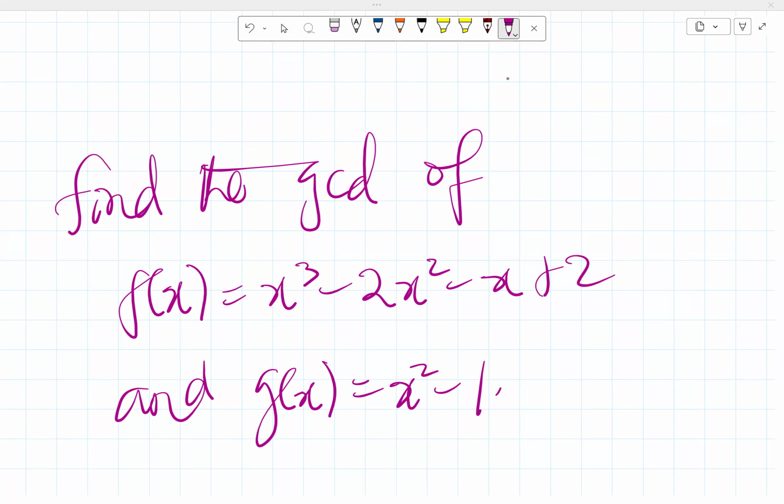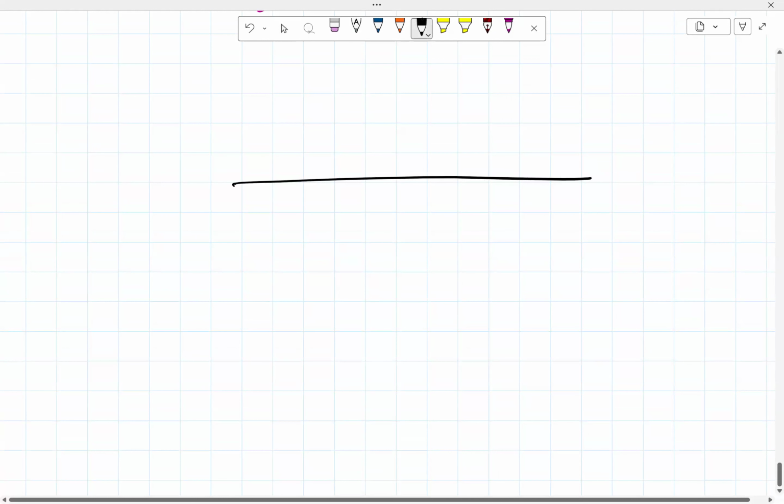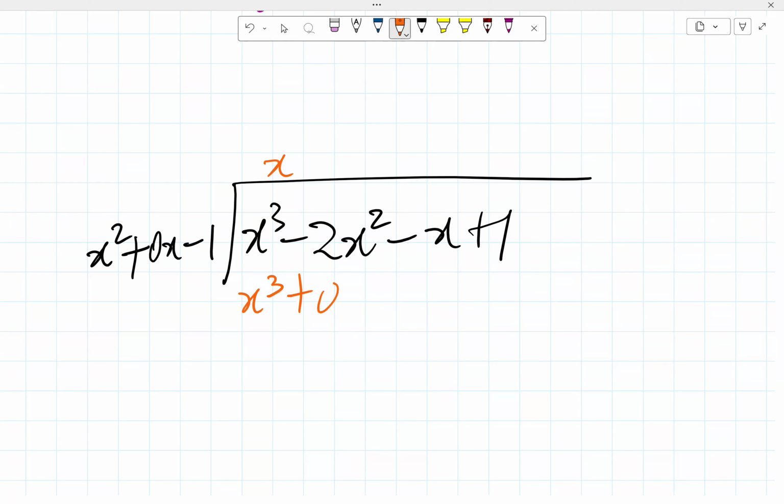Again, you go for the setup. So we have x cubed minus 2x squared minus x plus 2. You can see all the terms are there: power 3, power 2, power 1, power 0. And then we divide by x squared minus 1. There's no power 1, so you have x squared plus 0x minus 1. So x cubed divided by x squared, that's x. x times x squared is x cubed. x times 0x is 0x. x times minus 1 is minus x.